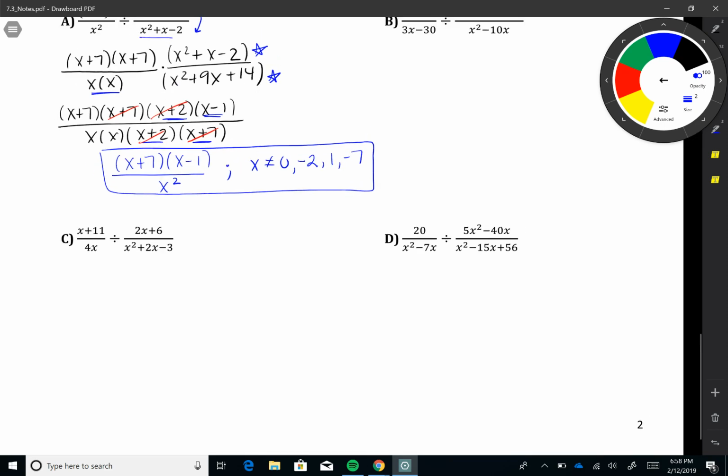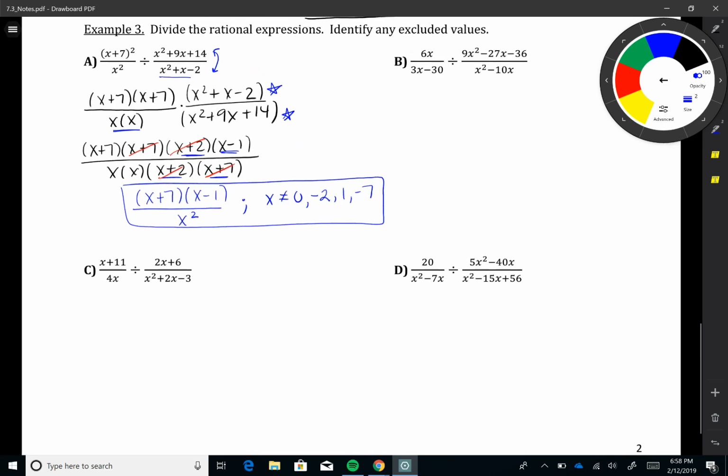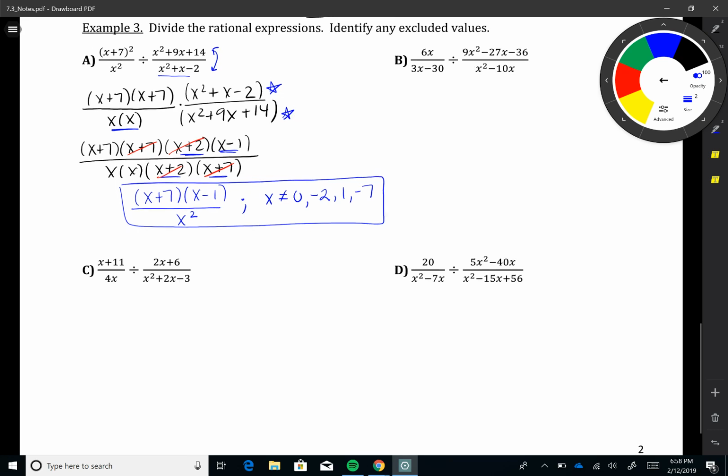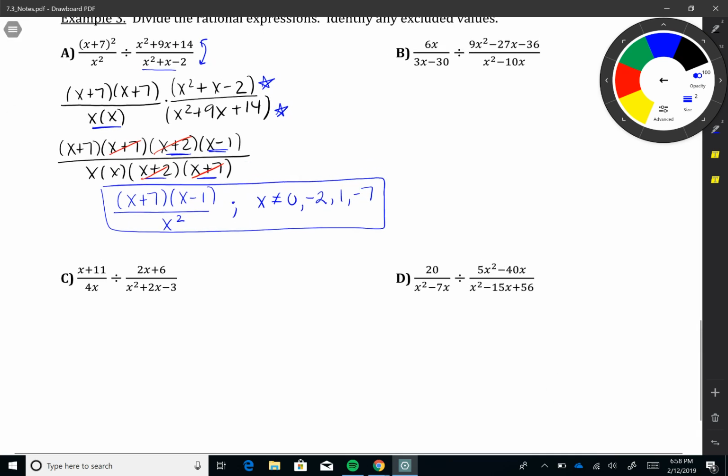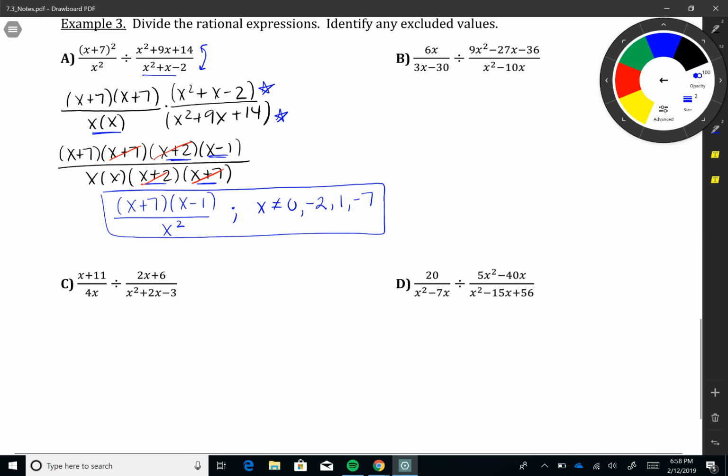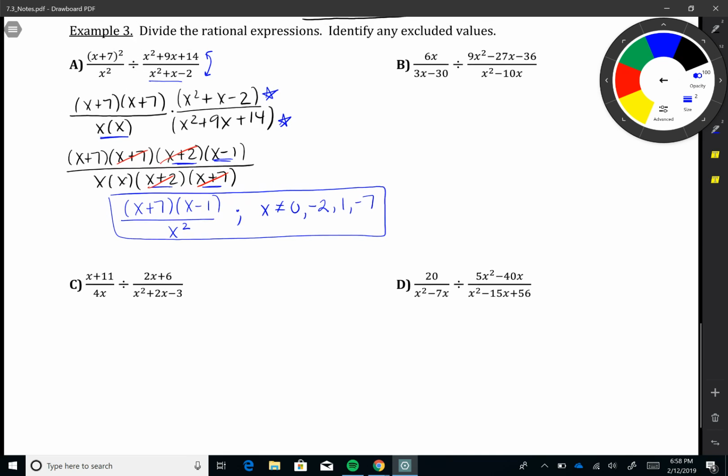All right, so basically the two differences when dividing. First, dividing is just multiplying by the reciprocal of the second fraction. And the excluded values come from both denominators and the numerator of the second fraction.